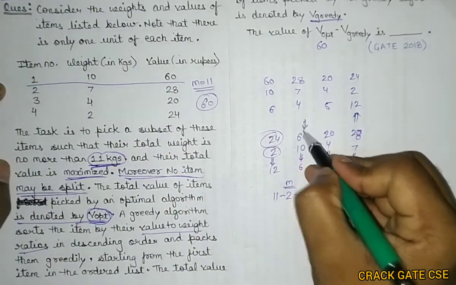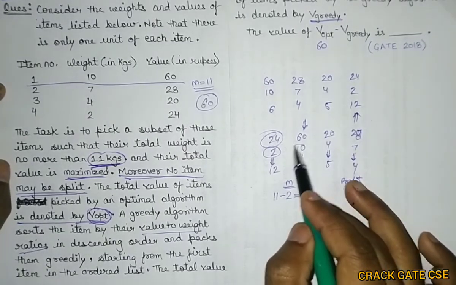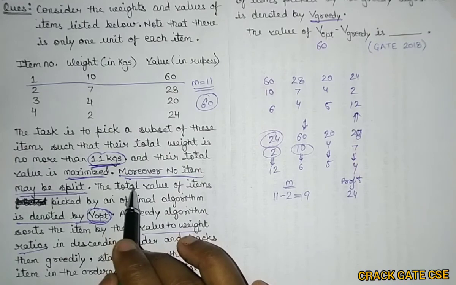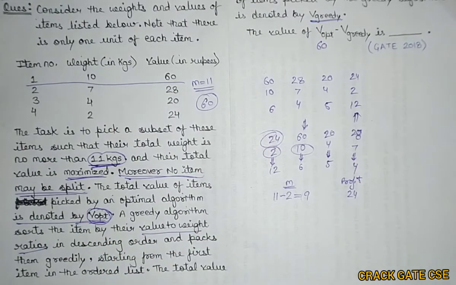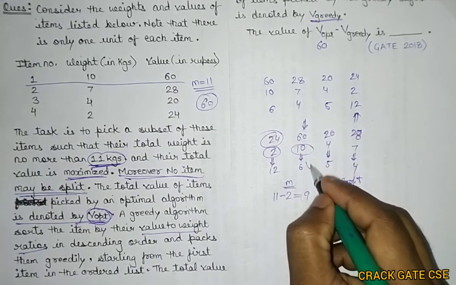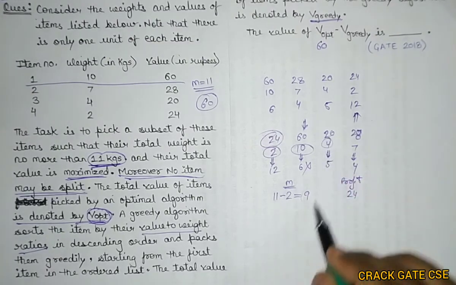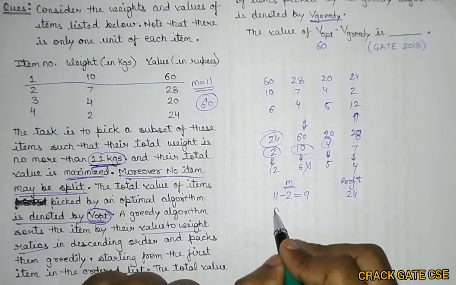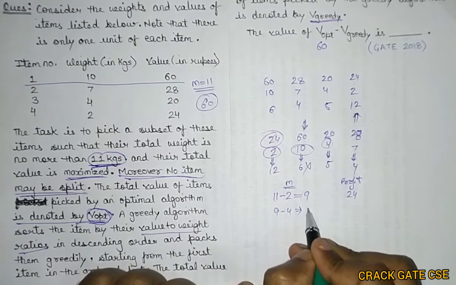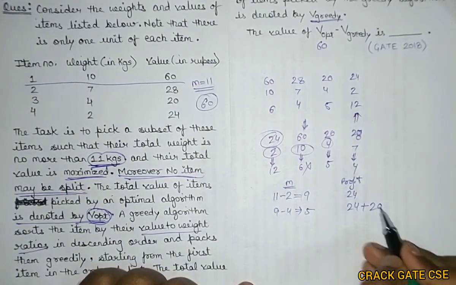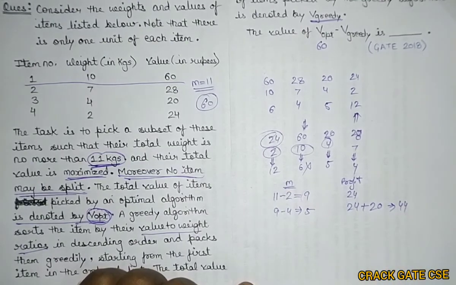If I go to the second item in the ordered list, it has weight 10, but here we have 9, and it says that no item may be split. That means we cannot break any item. Either we take it completely or we leave it. So we are leaving it, not considering it. Next is 20 with weight 4. So 4 is less than 9, that means I can keep it. So 9 minus 4 is equal to 5. What will be the profit? Profit will be 24 plus 20.